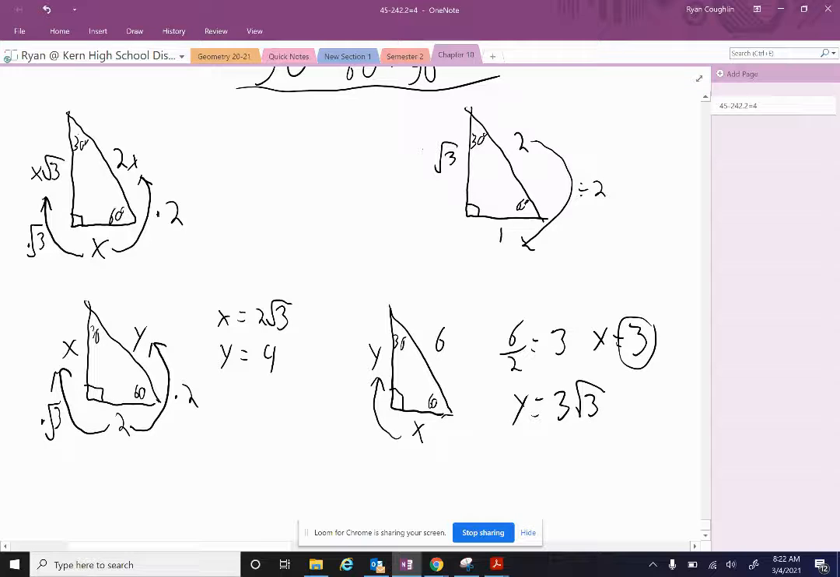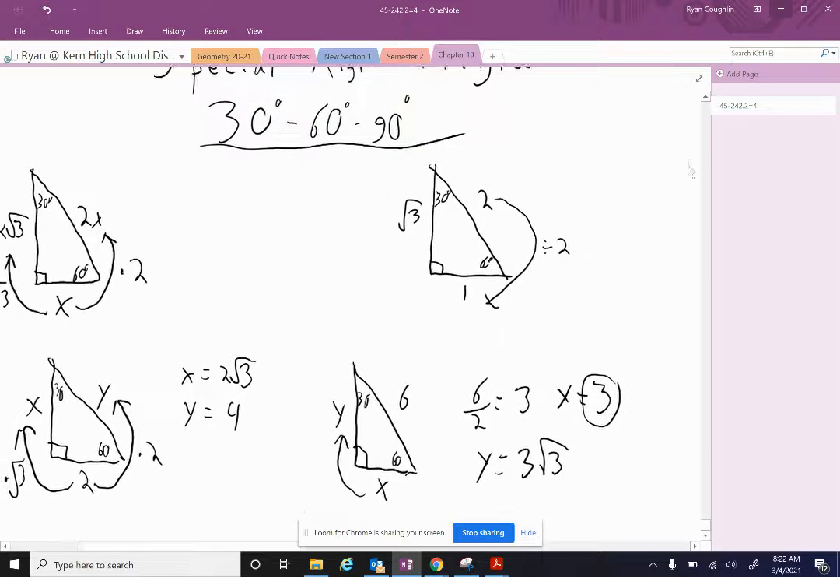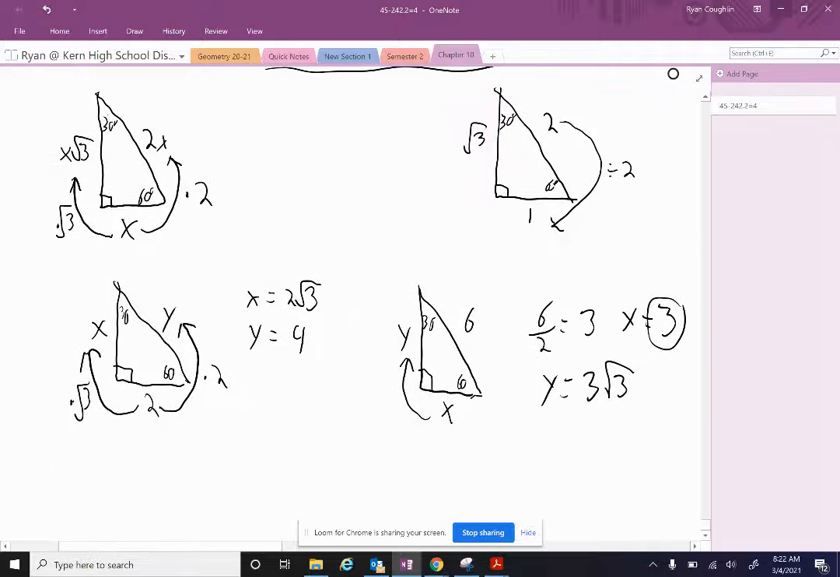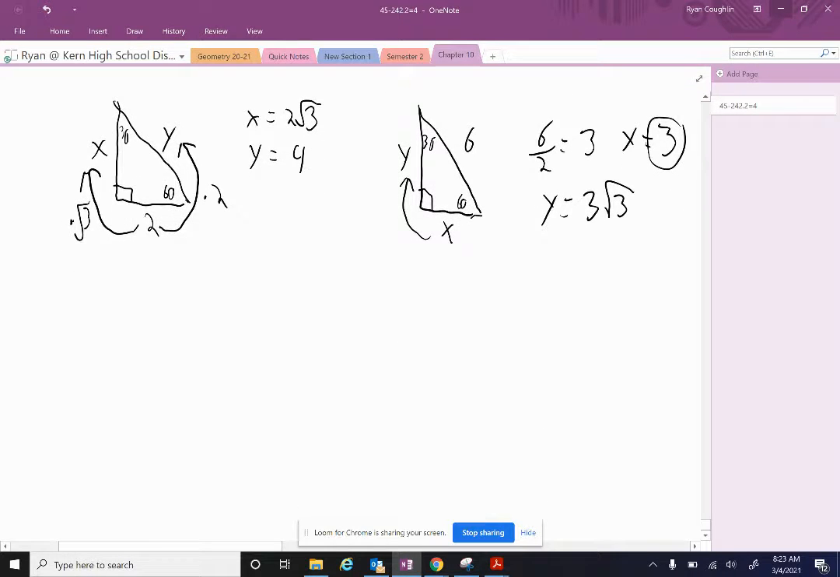The last thing is, if you're given the longer leg, not the hypotenuse, but the long leg, to get from the longer leg to the shortest leg, we would divide by root 3. That's where it gets a little bit tricky. That's why we have to know how to rationalize the denominator. So let's see an example where that happens.